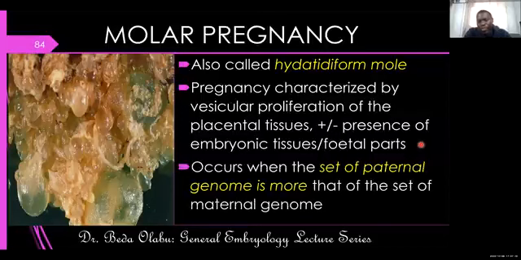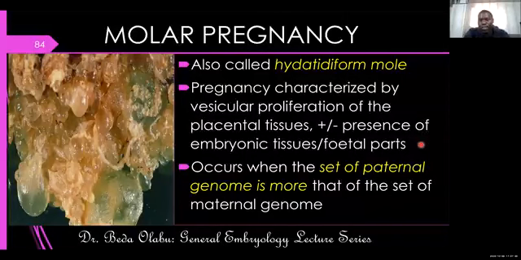It comes about when the set of the paternal genome is more than the set of the maternal genome. There are some terms here that need to be clear for you. A set, what does a set mean? A set refers to 23. One set has 23 chromosomes.